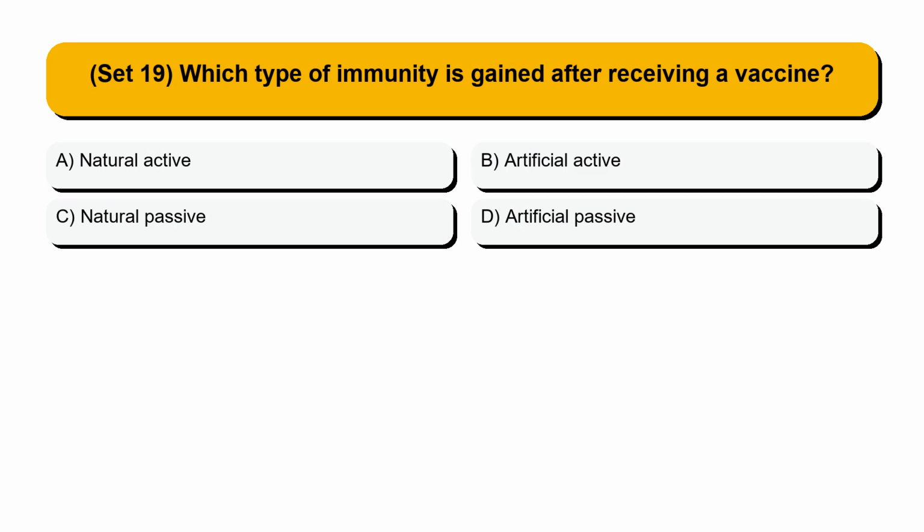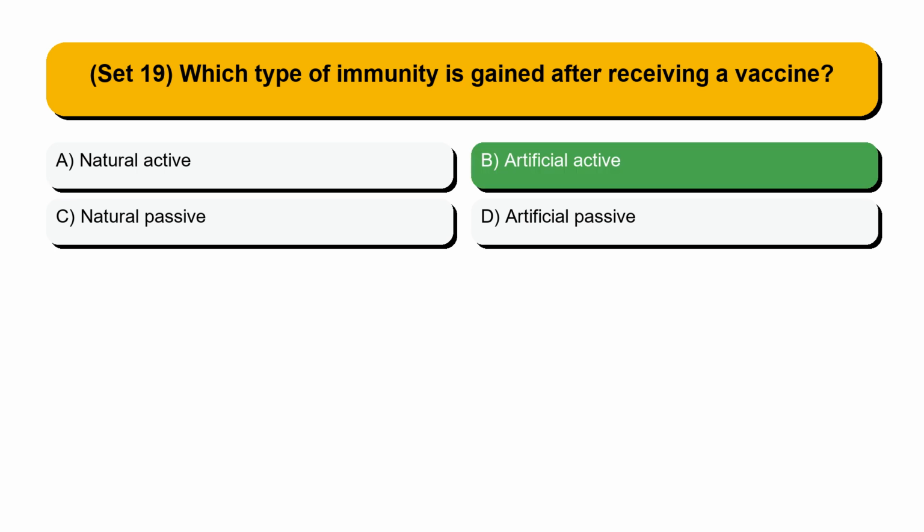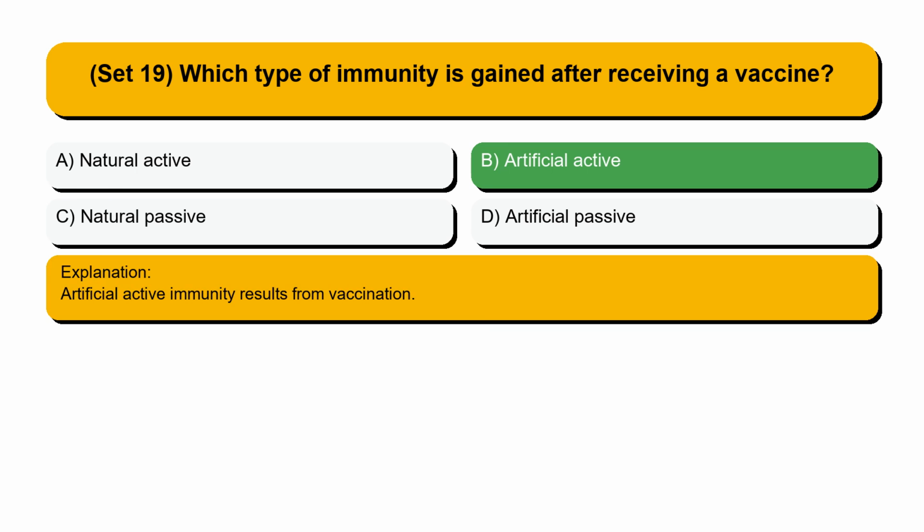Question 19. Set 19. Which type of immunity is gained after receiving a vaccine? Option A, natural active. Option B, artificial active. Option C, natural passive. Option D, artificial passive. The correct answer is option B, artificial active. Artificial active immunity results from vaccination.